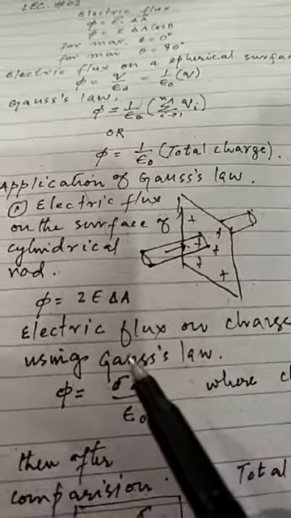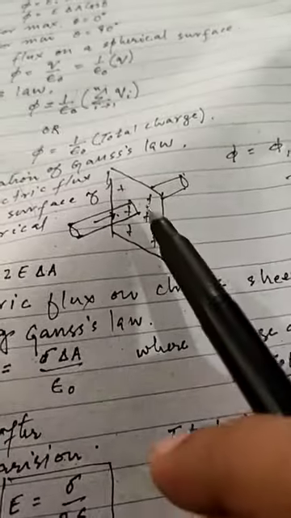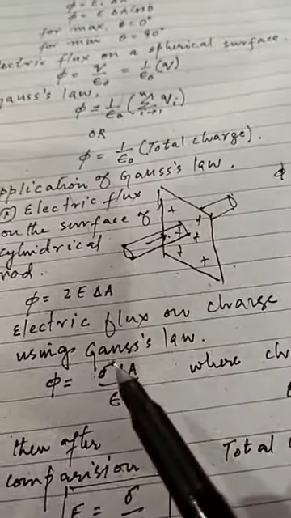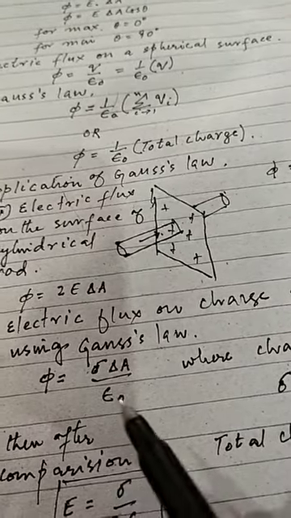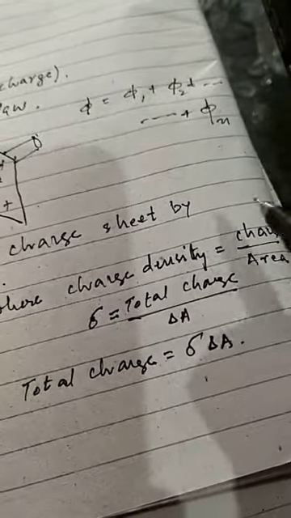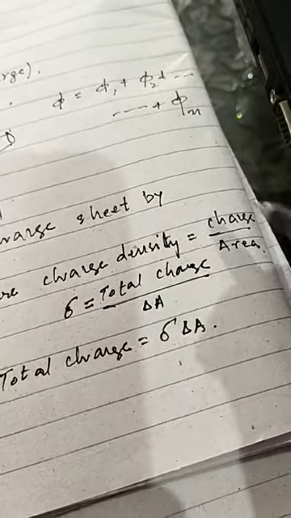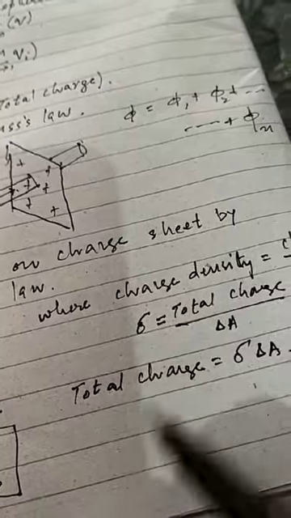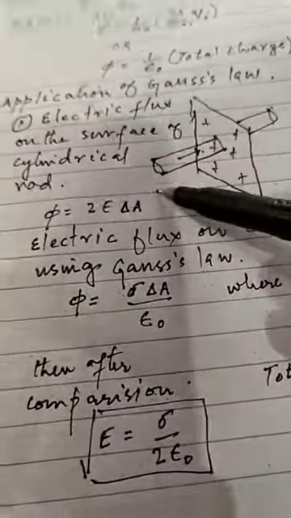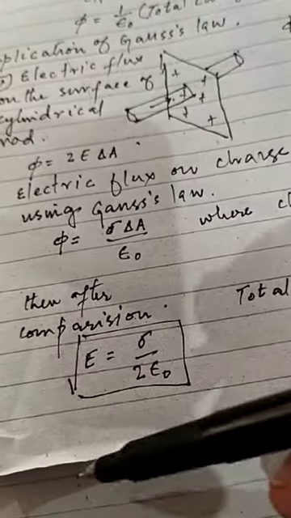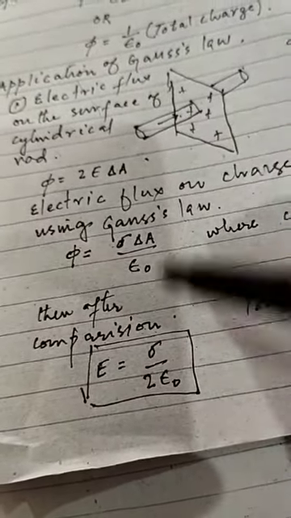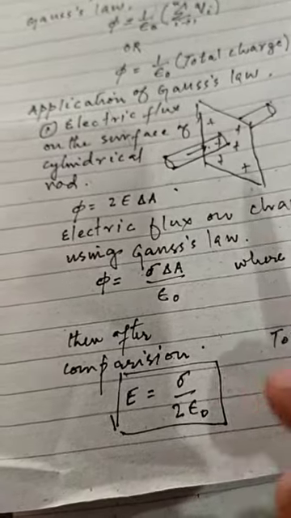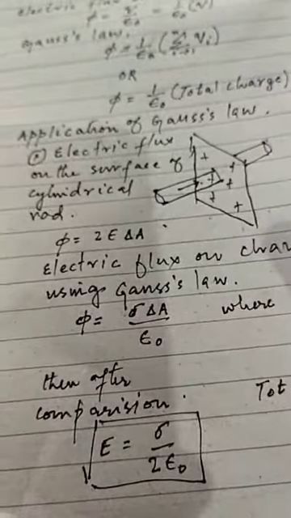in Gauss's law. By using Gauss's law, electric flux on this charge sheet becomes phi is equal to sigma delta A over epsilon naught, and sigma is the total charge per unit area. Charge density becomes sigma, so total charge is equal to sigma delta A. When you compare these two values, then intensity becomes sigma over 2 epsilon naught, as you have seen on the screen. It was the first application.